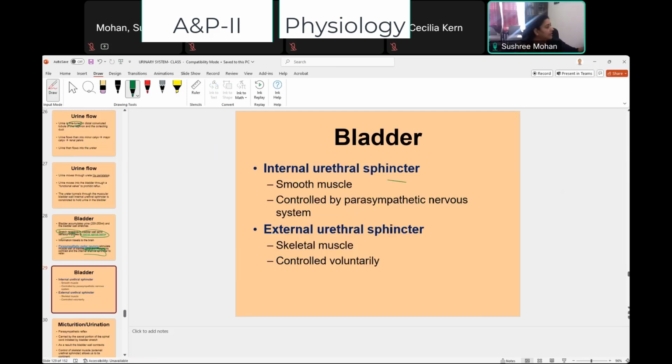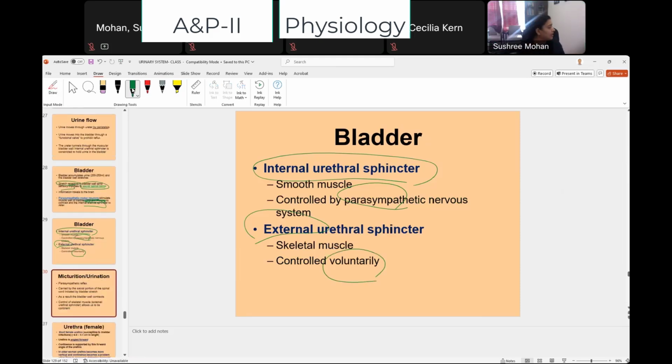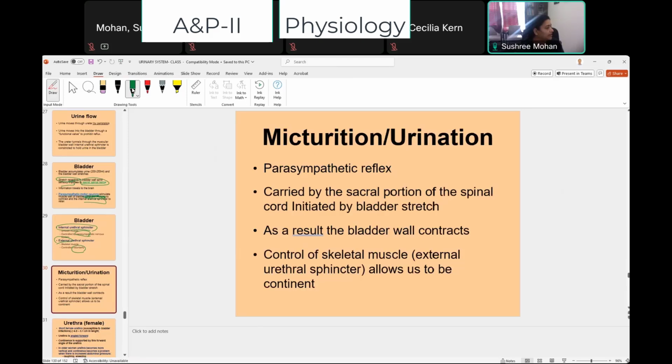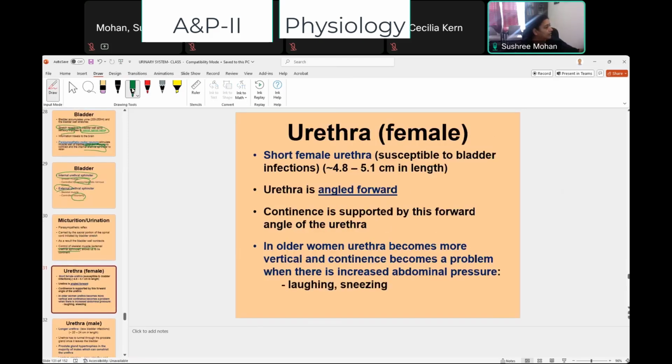We have an internal urethral sphincter that is involuntary, parasympathetic. The external one is voluntary, sympathetic. Micturition is the process of urination, okay? And the skeletal muscles involved in the external urethral sphincter give us the voluntary control of when to go to the restroom. In females, we have a short urethra, and the urethra is angled forward, okay? That helps in continence, and it will not allow the urine to leak.